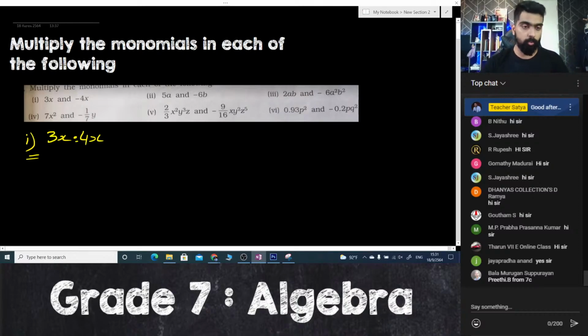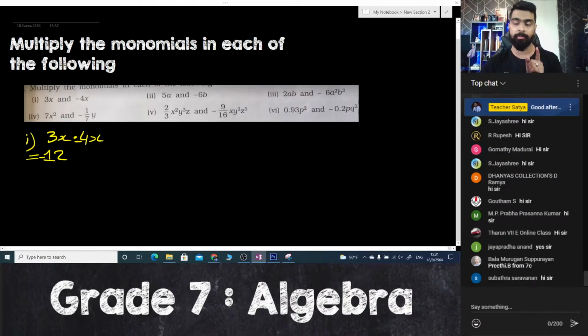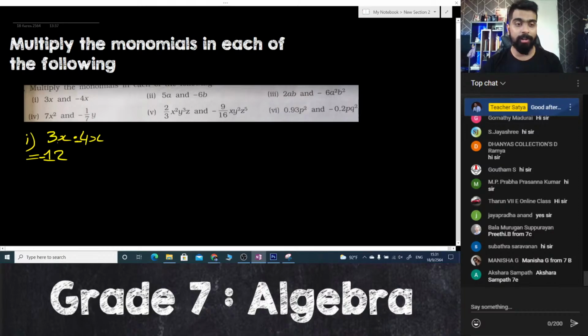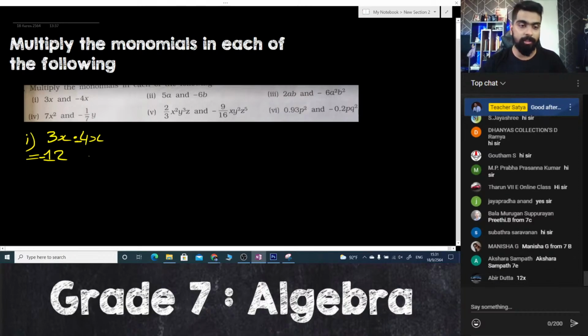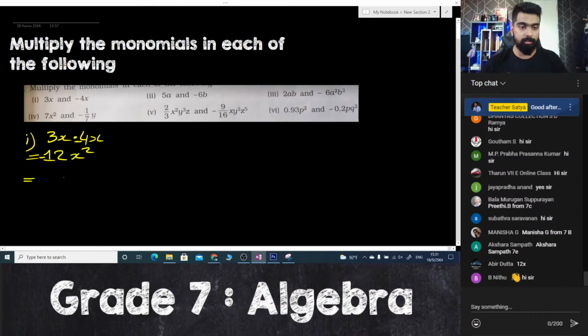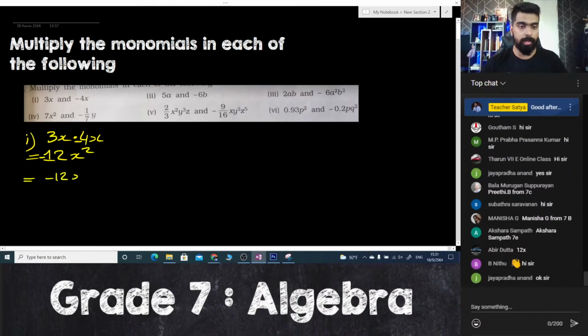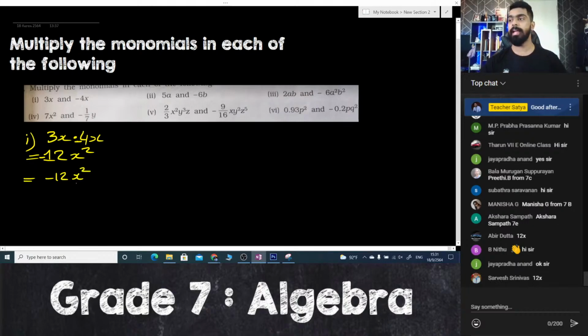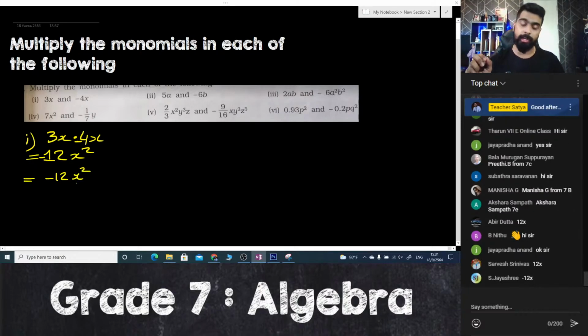So in this case, what do we have? 3 multiplied by 4 is going to give us 12, right? But keep in mind, there is a negative 4x here, so the answer will also be negative 12. Then we will be multiplying the x. x multiplied by x is going to give us x squared. So our final answer would be negative 12x squared, all right, guys?